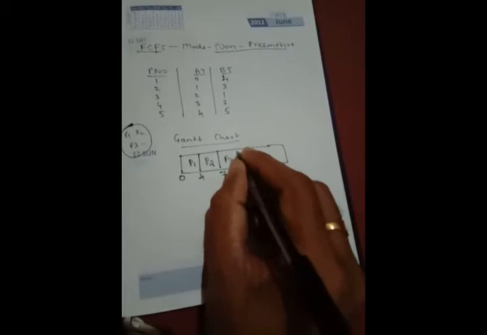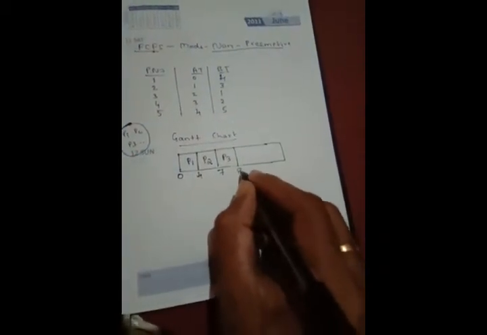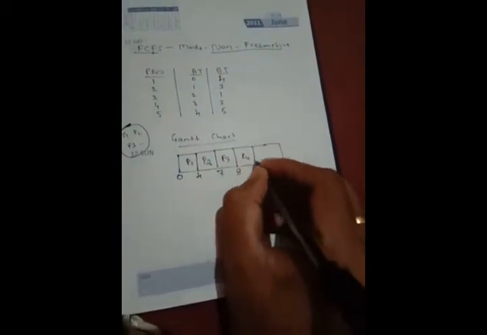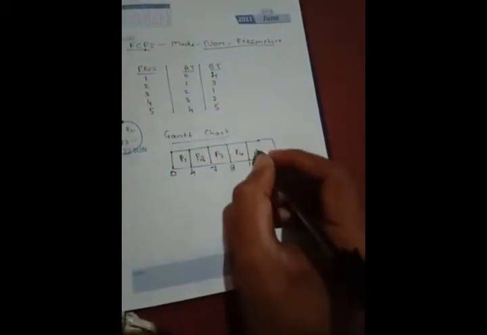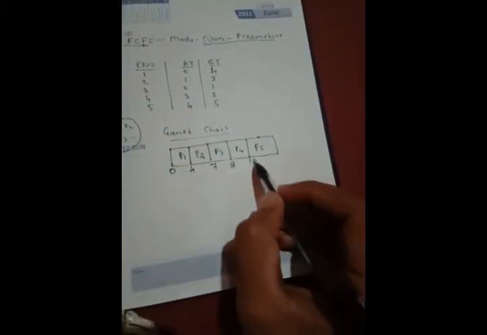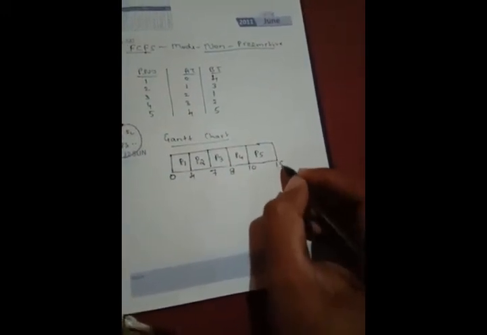Now what is the third process? It is nothing but P3. How much time will it take? It will take 1 unit. 7 plus 1, 8. What is the next process? P4. What is the burst time, or how much time will it take? It will take 2 units. So 8 plus 2, 10. What is the next process? P5. How much time will it take? 5 units. So 10 plus 5, 15.